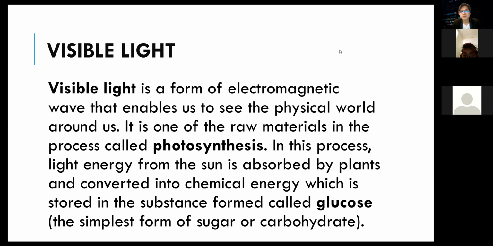This is quite long. Okay, visible light is a form of electromagnetic wave that enables us to see the physical world because it is visible to our naked eye around us. It is one of the raw materials for the process called photosynthesis. I told you last meeting that this is quite long simply because this is the one being absorbed by your plants in order for them to perform photosynthesis. Why do plants need this visible light or photon in order to perform photosynthesis?